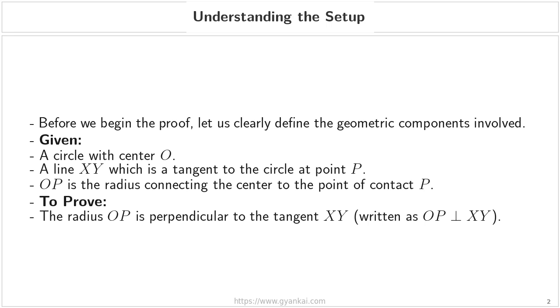So, our goal, or what we are to prove, is to demonstrate a specific relationship between this radius and our tangent line. Specifically, we want to prove that the radius OP is perpendicular to the tangent line XY. In mathematical notation, we would write this as OP ⊥ XY. Keep this objective in mind, as the next slide will show you the logical steps we'll use to reach this conclusion.